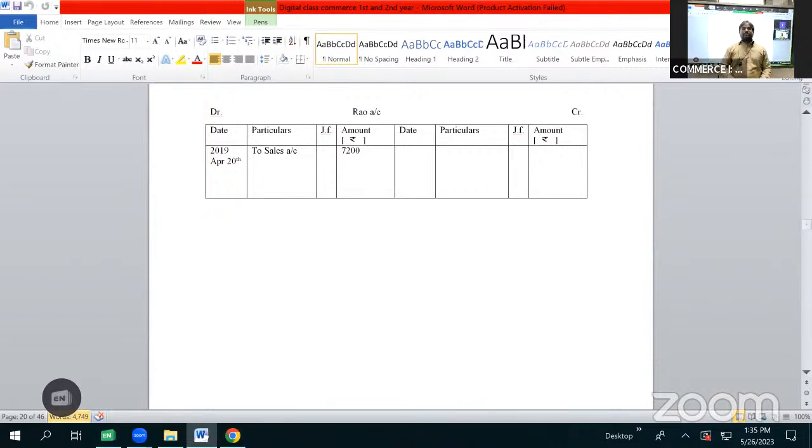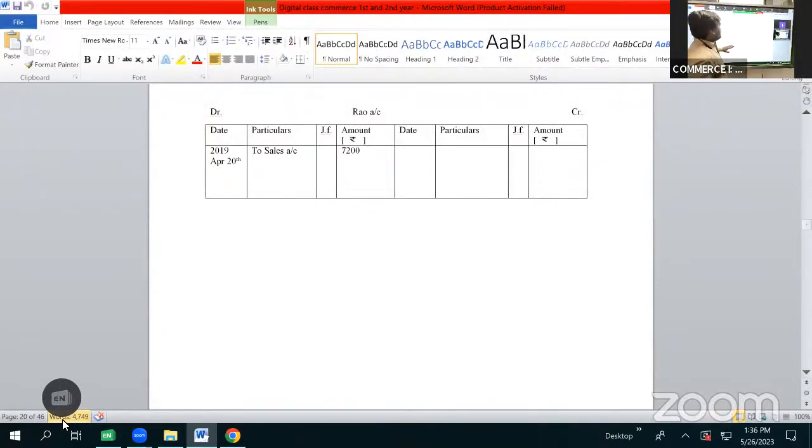So I repeat the points. First, we'll be preparing purchases book, purchase return book, sales book, and sales return book, depending on the requirement of the question. So 2 points to be remembered for solving the problem of subsidiary books is that we should not post these 2 things. One, transactions related to cash purchase or cash sale will not be recorded. And the second thing that we do not record is transactions related to purchase or sale of assets in the purchases book or sales book.